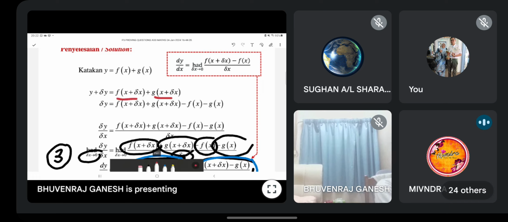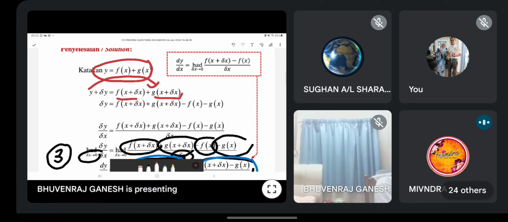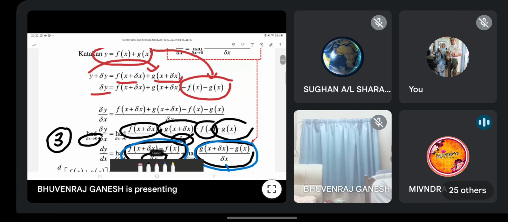Lepas tu y tu kita pindahkan. Y pindahkan, tadi y kat atas tu kan tulis katakan y sama dengan fx plus gx. So, sebab kita dah pindahkan dah jadi tolak lah, negatif. Positif jadi negatif. So, fx plus delta x tambah gx plus delta x minus fx minus gx. Lepas tu, sekarang kita dah tambah delta y, delta x.